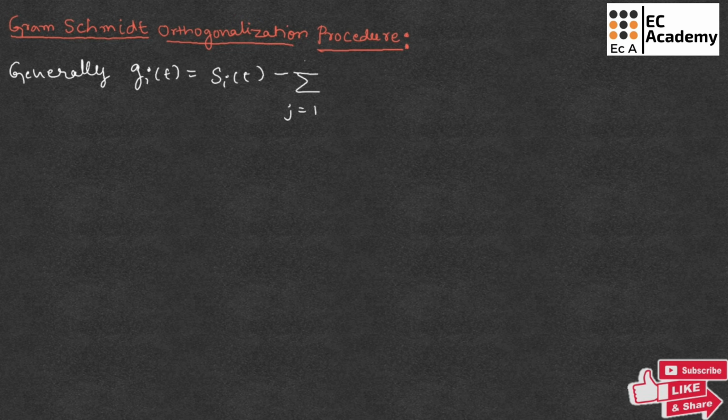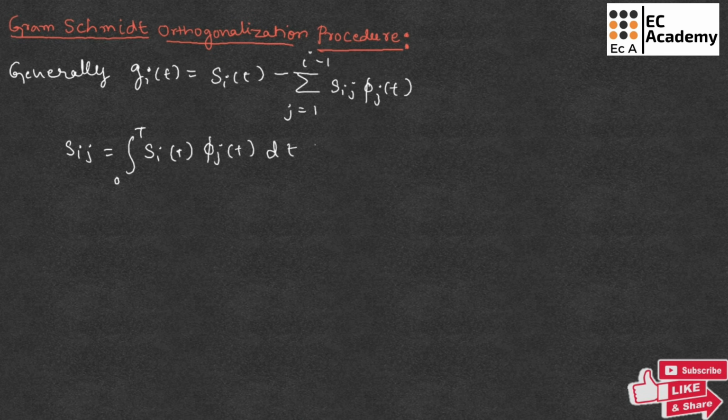So generally, we can define gi of t is equal to si of t minus summation of j is equal to 1 to i minus 1 sij phi j of t. Here the coefficient sij can be defined as integration of 0 to T si of t phi j of t dt. So here the j value should vary from 1, 2 and so on up to i minus 1.